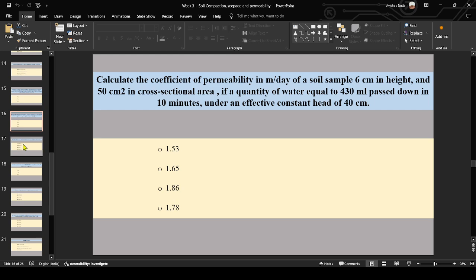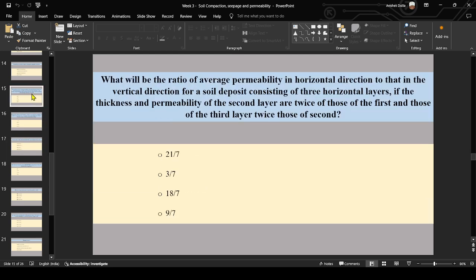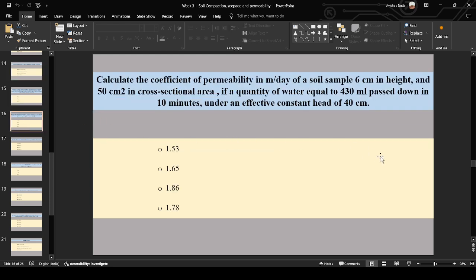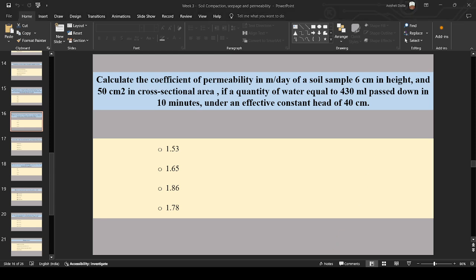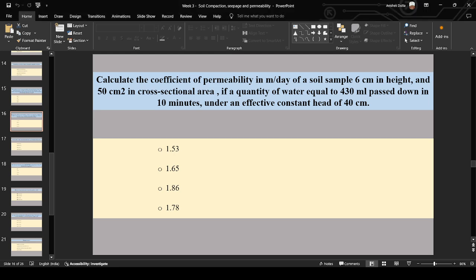So now, what is the coefficient of permeability? That is the value of K. The options are 1.53, 1.65, 1.86, or 1.78.